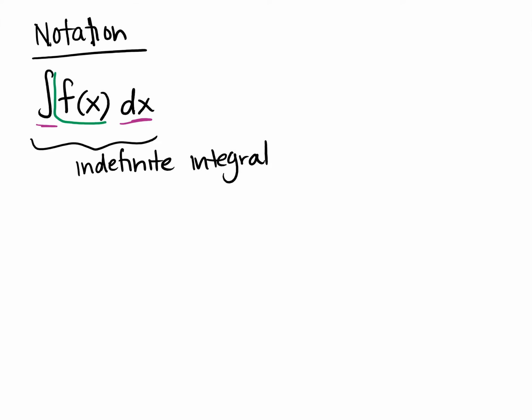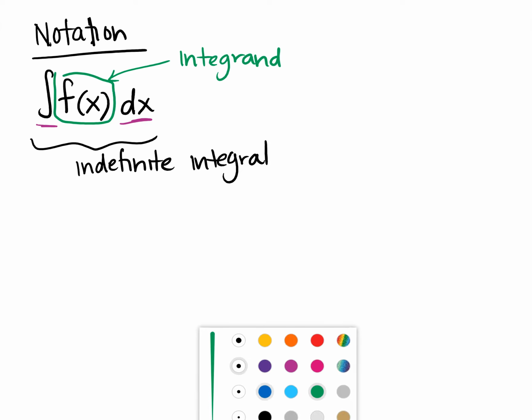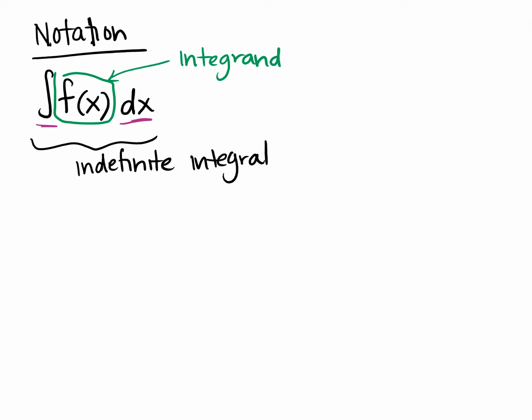This right here, the function that I want to find the antiderivative of, is called the integrand. That's just the function that I want to find the integral of. And this right here is what we call the variable of integration. So this tells me, yep, we are integrating with respect to x.